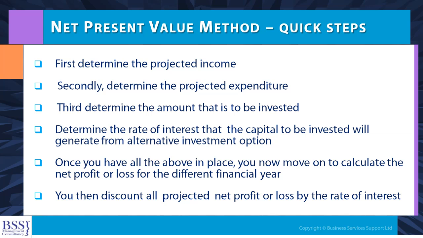Fifth, once you have all the above in place, you now move on to calculate the net profit or loss for the different financial years on the basis of the projection, deducting projected expenditure from projected income. And sixth, you then discount all projected net profit or loss by the rate of interest that will be lost due to investment in this project.